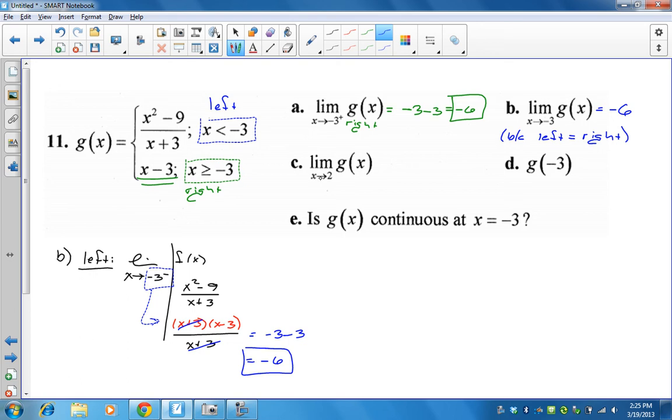Number C, the limit as x approaches 2. Well, let's see, where does 2 fall? Is 2 less than negative 3, or is 2 greater than negative 3? 2 is greater than or equal to negative 3. It falls under this spot right here in the bottom, so I will plug it into the bottom equation. 2 minus 3 is negative 1.